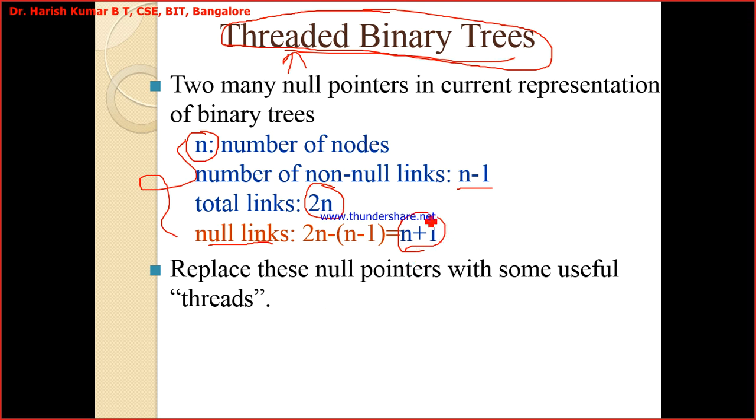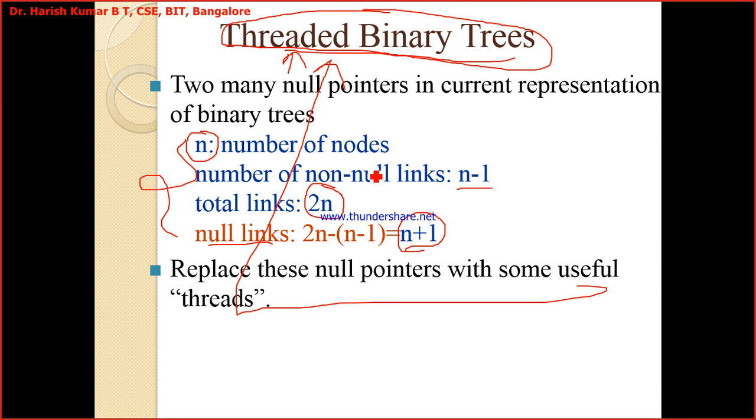Now if you replace all these null links or null pointers with some useful threads, we call it a threaded binary tree. So converting all these null pointers or null links into useful threads is called a threaded binary tree. Because normally when you are writing a tree, as in the previous example also, there will be many nulls.